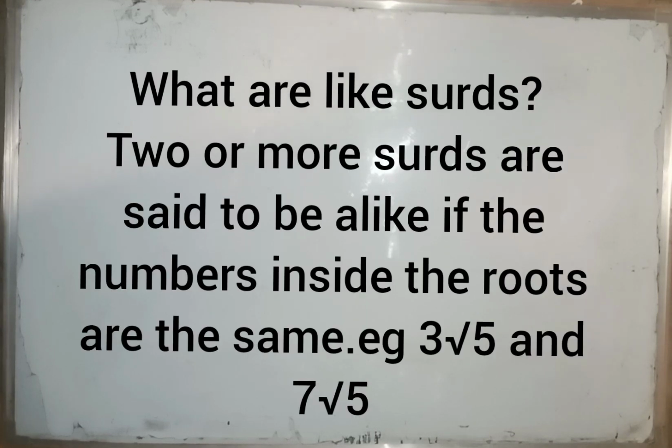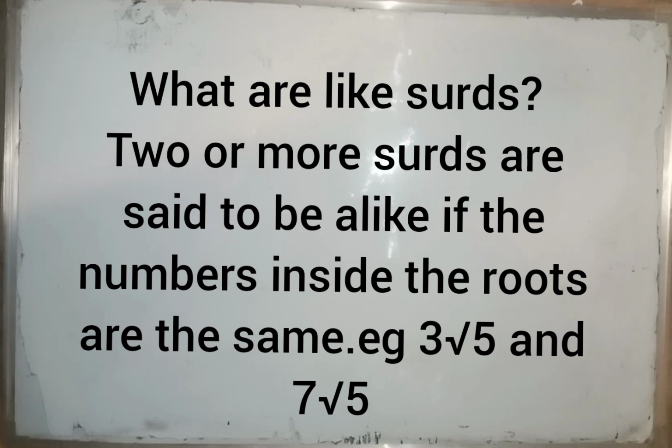What do you mean by alike? Surds being alike means surds being in the same form. For two or more surds to be in the same form, the number inside the roots must be the same. As for the number outside the root, it may or may not be the same. So like surds are surds that contain the same number in the square root.